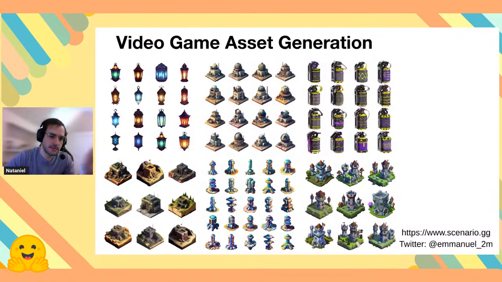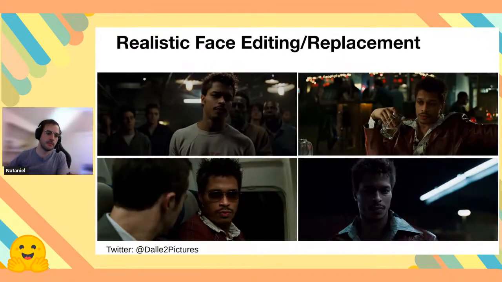So one amazing thing was that very early on, Emmanuel started doing video game asset generation. There's a startup, scenario.gg, where they generate these amazing video game assets, like isometric assets or mobile game assets. And now they have their own app where you can generate new assets for video games. So I thought these were really cool. Also very early on, there's DALL-E 2 Pictures, who was inserting his own face into movies using inpainting in an incredibly realistic manner, which wasn't really doable before, especially with few images of a face.